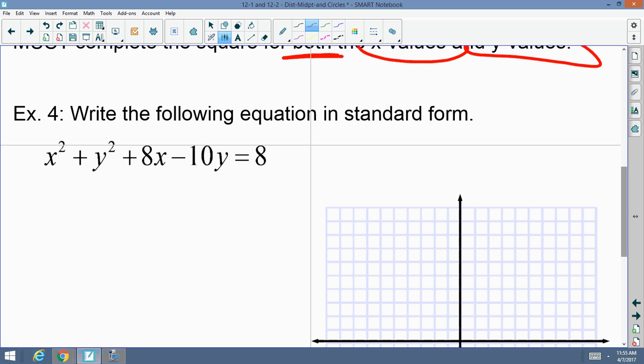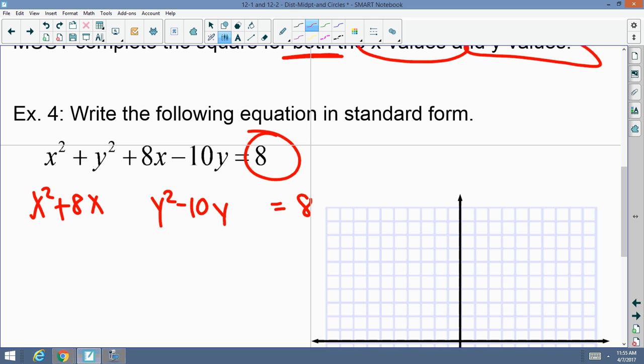What do we do always? We separate the x's, the x squared and the x, and in this case we're going to separate the y squared and the y, and any constants we're going to put on the right side, which in this case the 8 is there already. So I have x squared plus 8x, give yourself a space, y squared minus 10y, give yourself a space, equals 8. Are you with me so far?